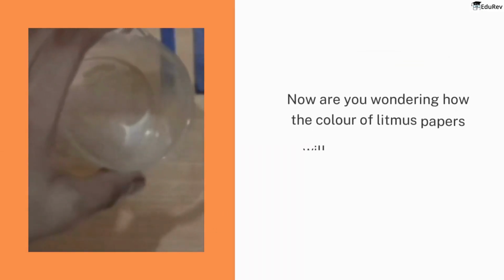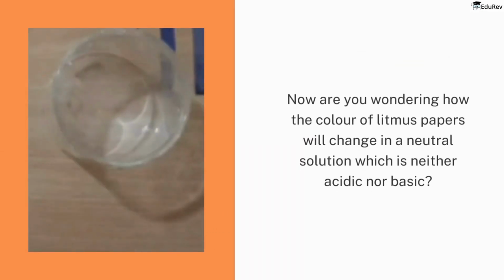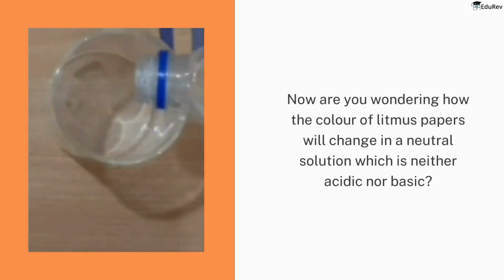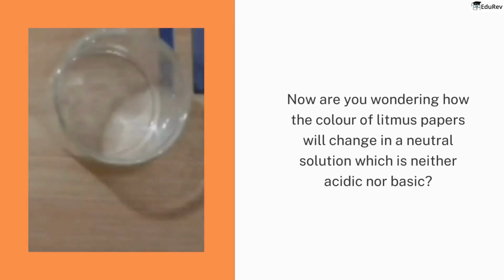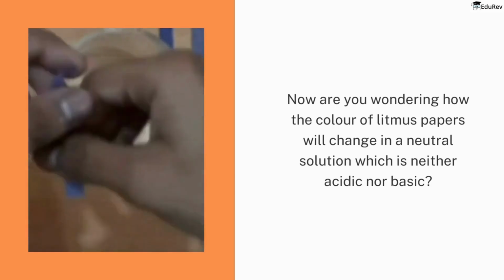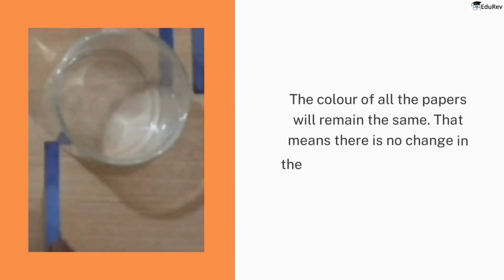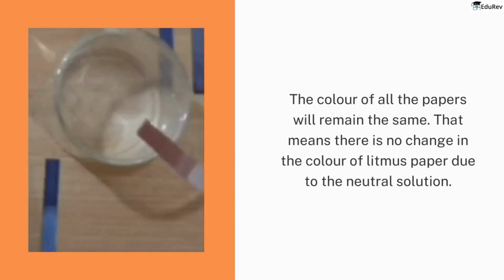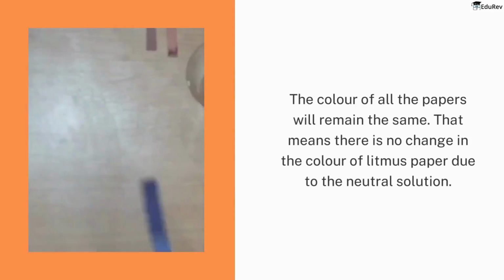Now are you wondering how the color of litmus papers will change in a neutral solution which is neither acidic nor basic? Let's try putting the different litmus paper in a neutral solution and see what happens. The color of all the papers will remain the same. That means there is no change in the color of litmus paper due to the neutral solution.